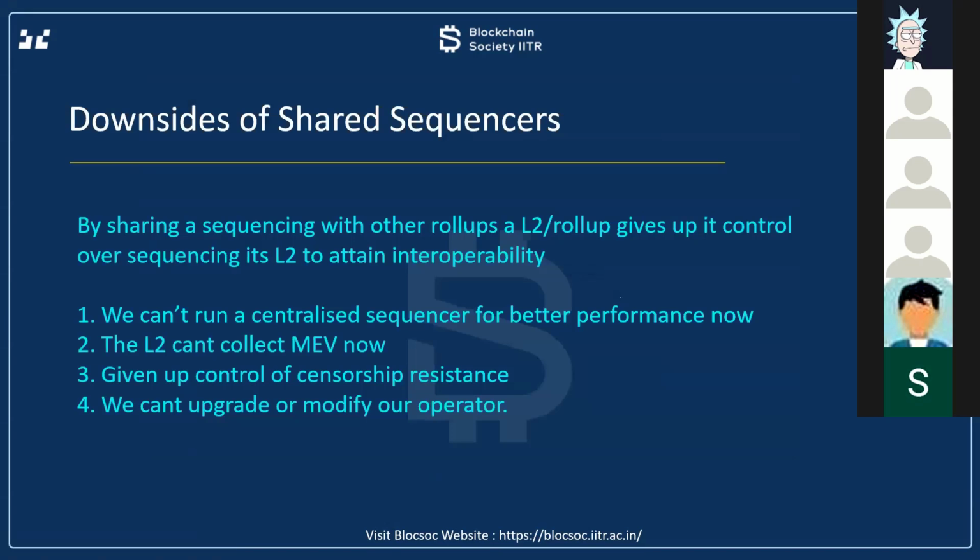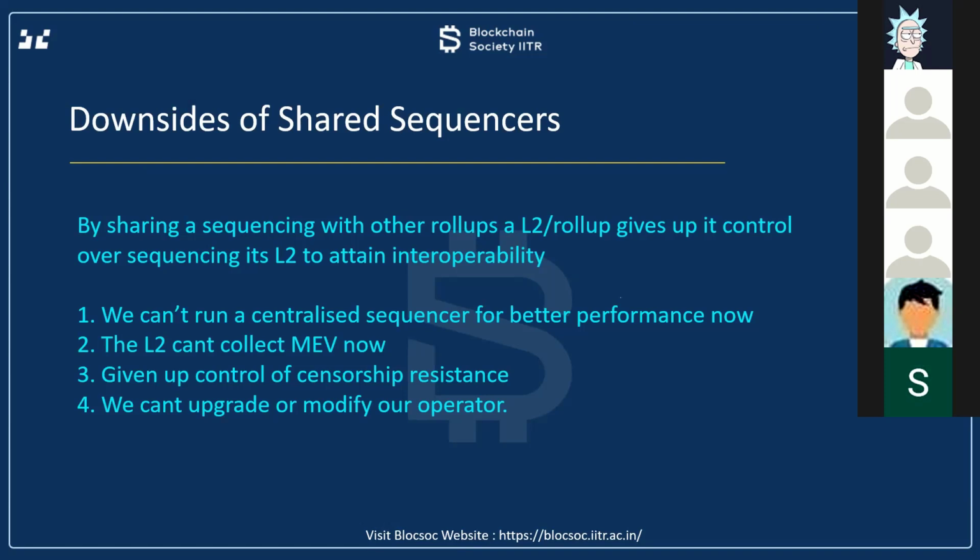So what are the downsides of shared sequencers? By sharing sequencing with other rollups, an L2 or a rollup gives up its control over sequencing its L2 to attain interoperability. So now we can't run a centralized sequencer for better performance. The use of a centralized sequencer was, first of all, to provide better UX for the consumer, but it can also be provided in a decentralized sense.